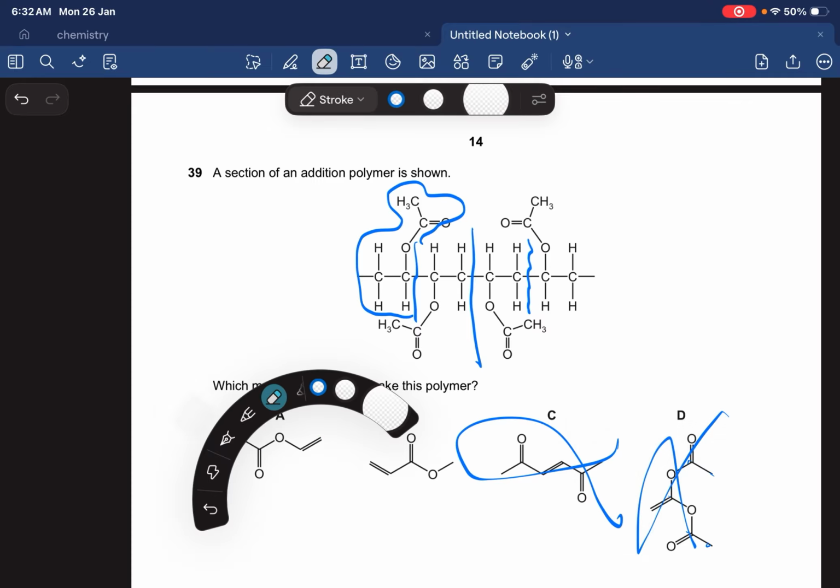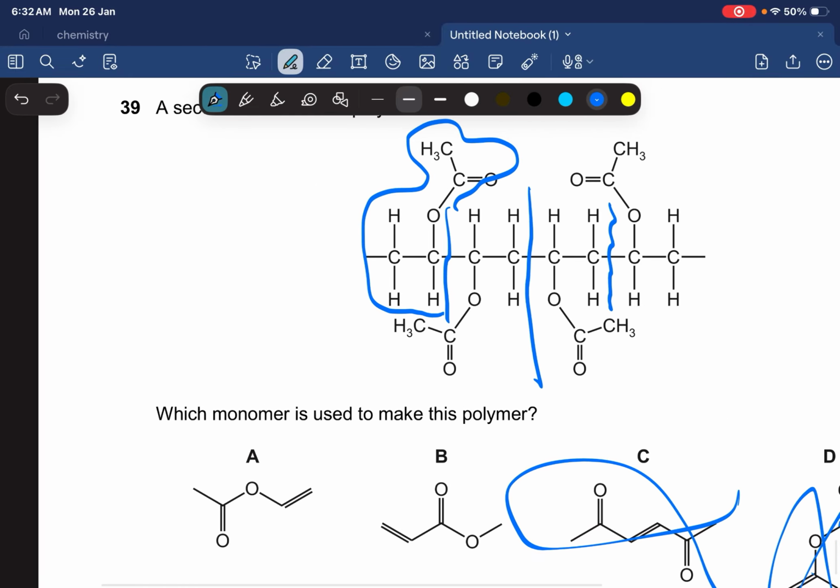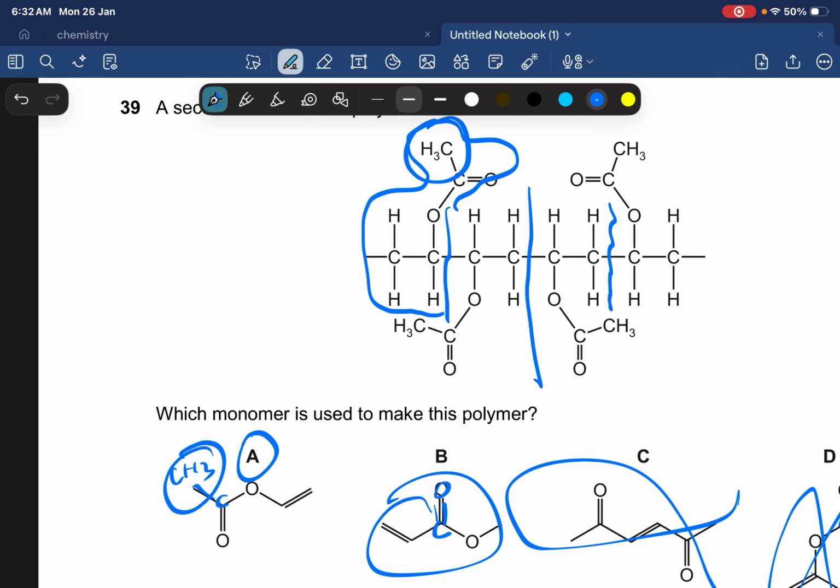Now between A and B I need to decide. So now I need to look at the structures. Carbon double bonded to O and then a CH3. Carbon double bonded to O, then a CH3. Carbon double bonded to O, and then I need a CH3 methyl group over here. Over here I have this methyl group, but over here I don't. So option A is going to be the correct one.